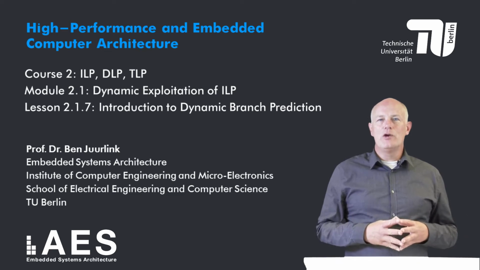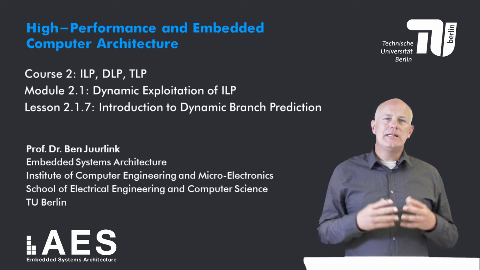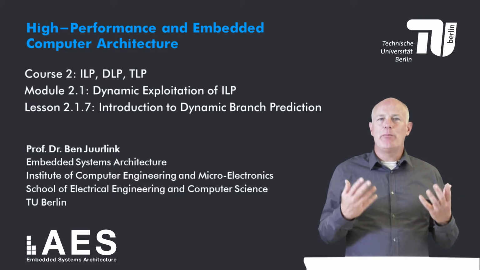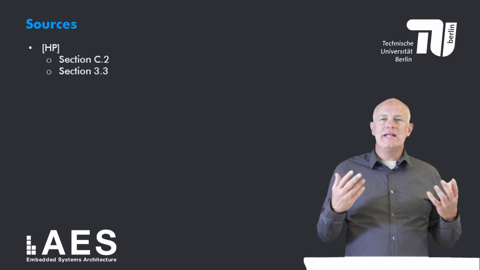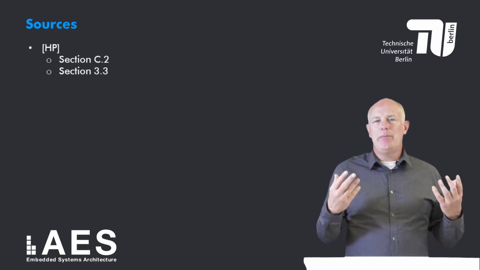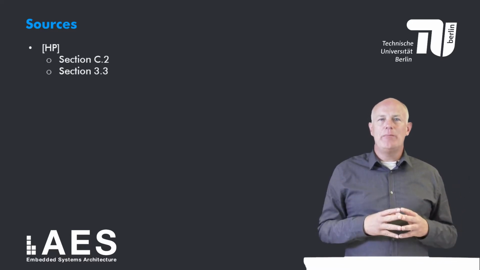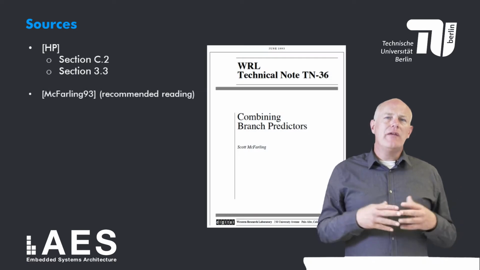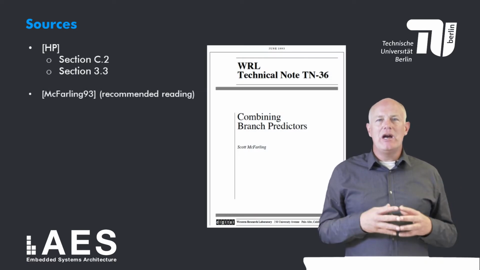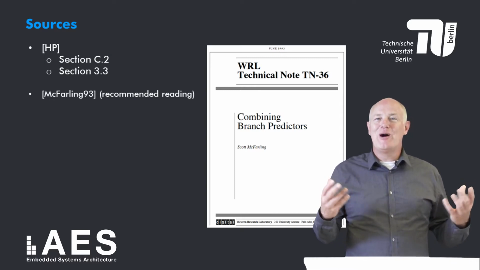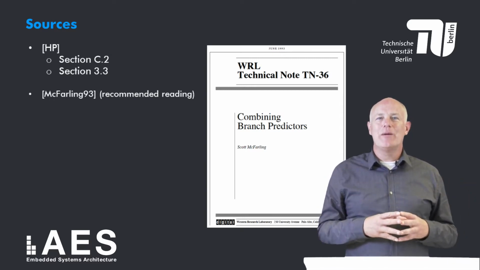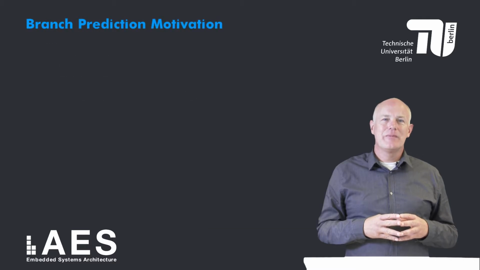Welcome back to this module on dynamic exploitation of ILP. The purpose of this lesson is to give you an introduction to dynamic branch prediction. This and the next two lessons are based on section C.2 in Appendix C of the textbook by Hennessy and Patterson. They are also based on the technical report Combining Branch Predictors by Scott McFarling. This report can be found on the internet and I strongly recommend you to read it.